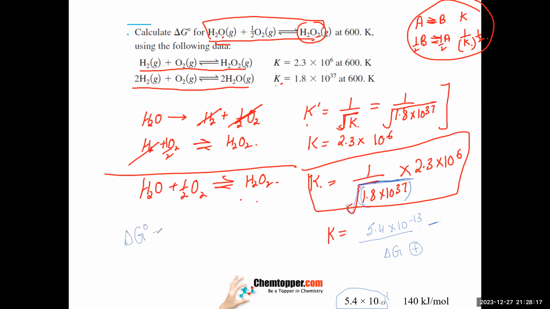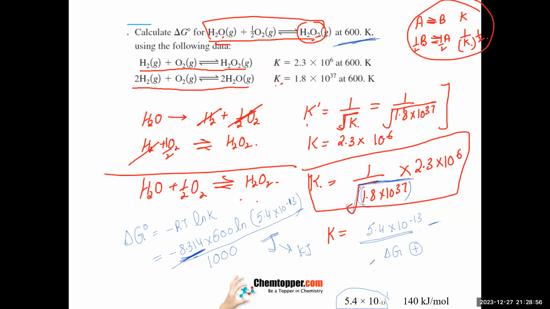So delta G naught is minus RT ln K. R is 8.314. Temperature is 600 K, given in the question. Minus 8.314 times 600 times ln, and you plug in this value, 5.4 times 10 raised to minus 13. Your answer will be in joules, because R is in joules per mole per Kelvin. You can convert that into kilojoules by dividing the whole answer by 1000.